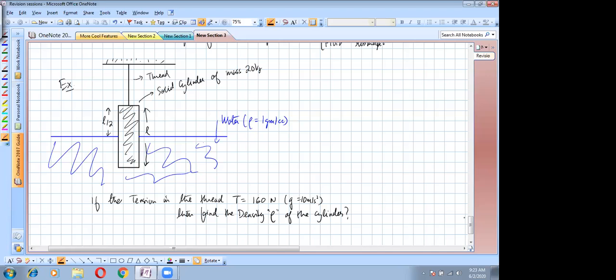Just work this out quickly. All you have to do here is make the free body diagram of the cylinder and apply Archimedes principle. Buoyant force, weight, and tension, three forces acting on it. For buoyant force, use the statement of Archimedes principle. Buoyant force is equal to weight of liquid displaced.